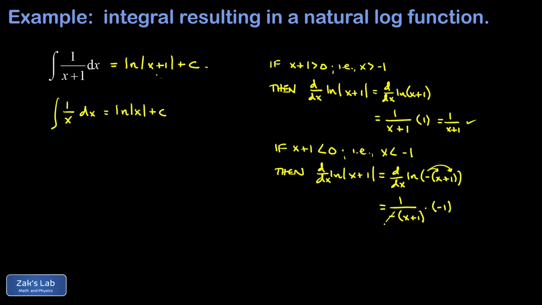And I can see how this cancellation occurs. The -1 in the numerator, another minus sign in the denominator, and I get the same answer. So that's a nice reminder of what these absolute value bars are about. And we have our verification that our antiderivative is correct.